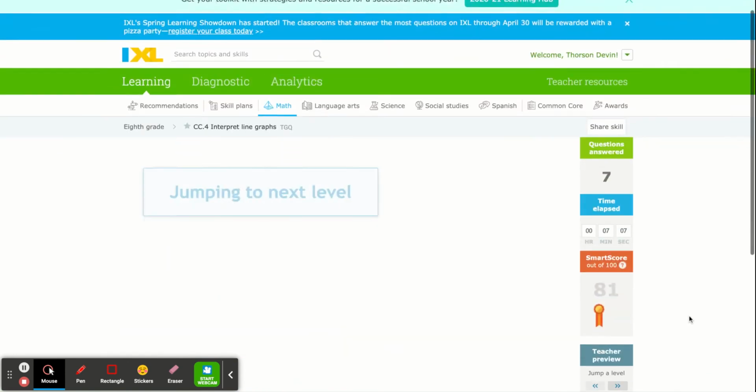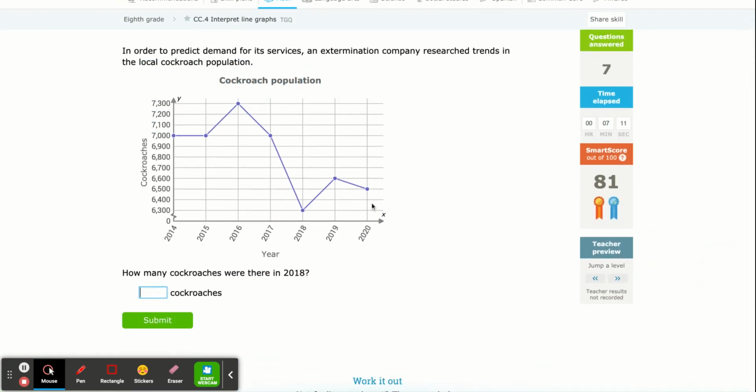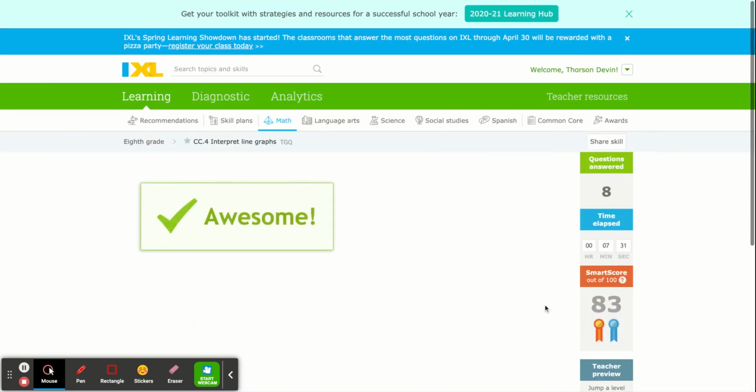And jump ahead again, see if it gets harder in the 80s. Doesn't look like it's going to; it's still just one little line about cockroach population, hopefully not in our homes, right? Number of cockroaches, here's the year. How many cockroaches were there in 2018? That's an easy one. We come out here, 6,300. Hopefully, again, not in our homes, right?